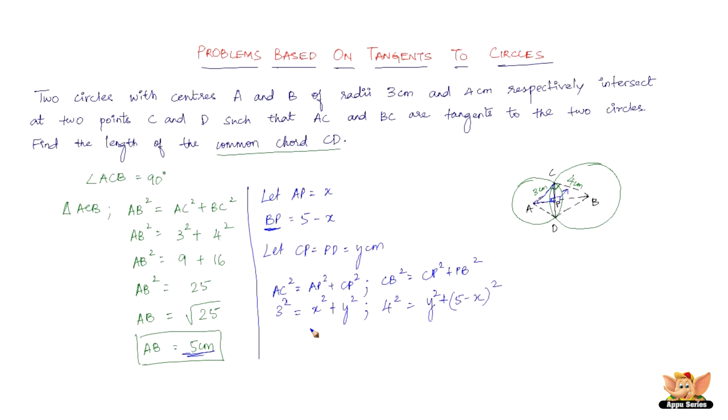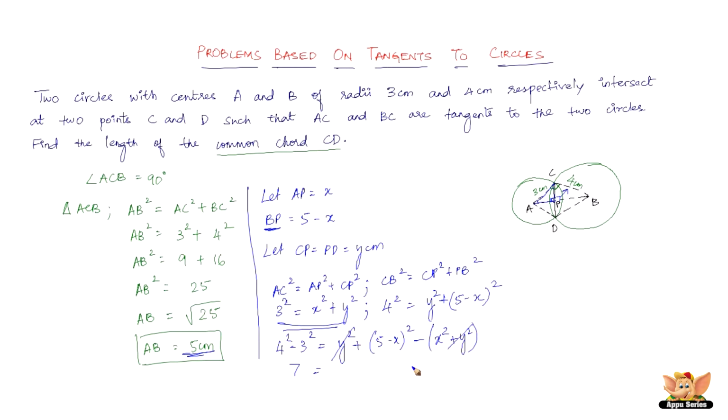Now let us subtract this equation from this. So we are subtracting 3 square equals x square plus y square from 4 square equals y square plus 5 minus x the whole square. In that case, we get 4 square minus 3 square equal to y square plus 5 minus x the whole square minus x square plus y square, right? This is what we've got. So now, 4 square is 16 and 3 square is 9. So 16 minus 9, we get 7 equals now y square.